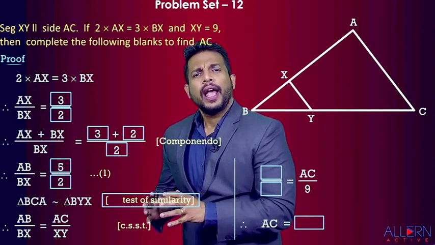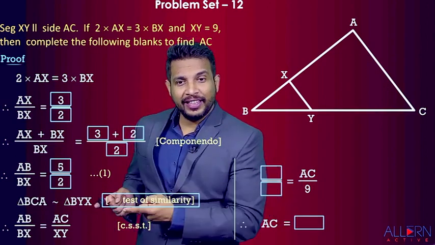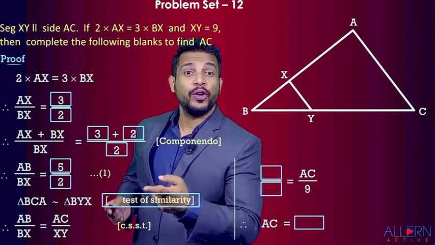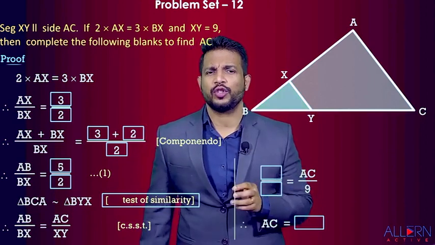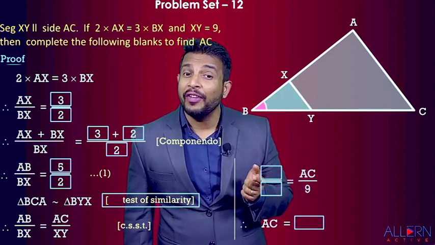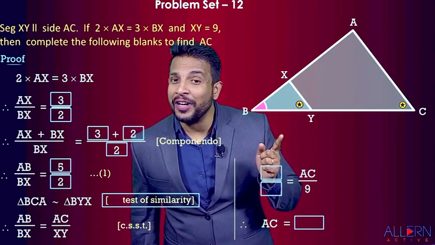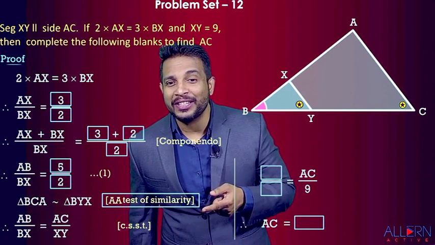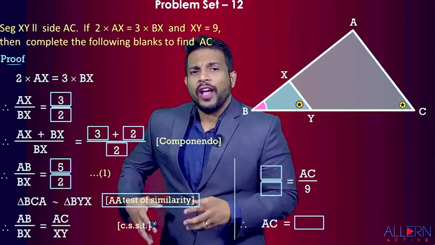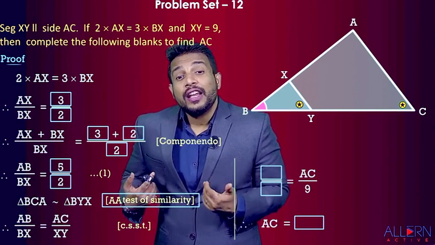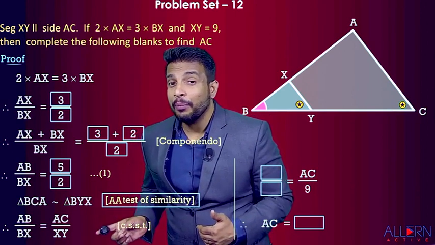And as I said, we are going to prove the triangles similar. That is written here. And we know these two triangles are going to be similar by the AA test. It's very simple, as I said. Consider the bigger triangle, consider the smaller triangle. In both we have the common angle equal, and then we have a pair of corresponding angles equal. That is why we get the triangles similar by the AA test of similarity. Why were we doing it? So that we get the ratio AB upon BX is equal to AC upon XY.